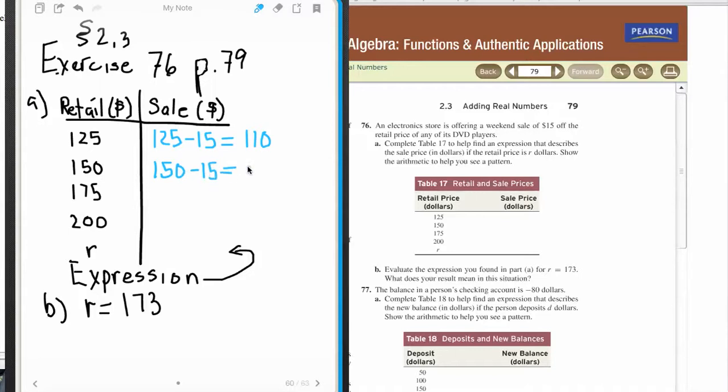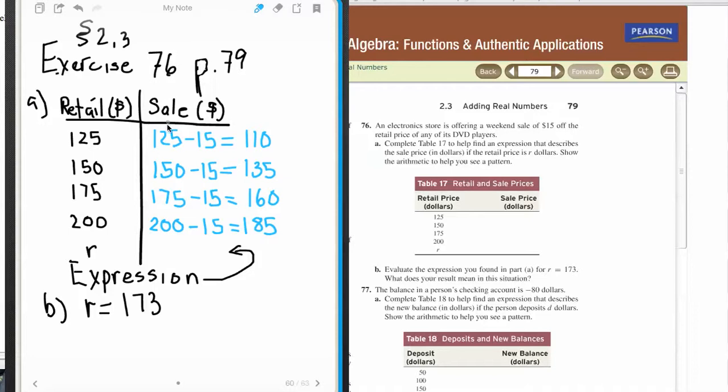And so that would represent $135. Next, if it were $175, that would be the retail price, 175 minus the sale of $15 off, and that would give us $160. And if it were $200, that would be the $200 minus the $15 off, and that would give us $185. So what we're seeing here is a pattern.